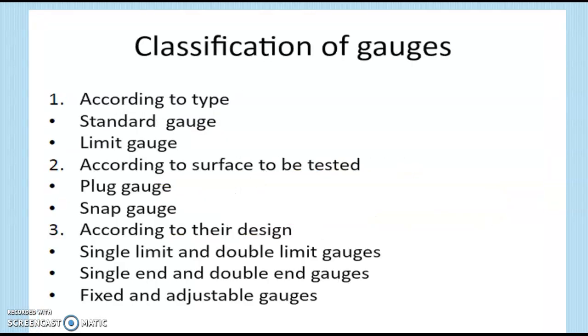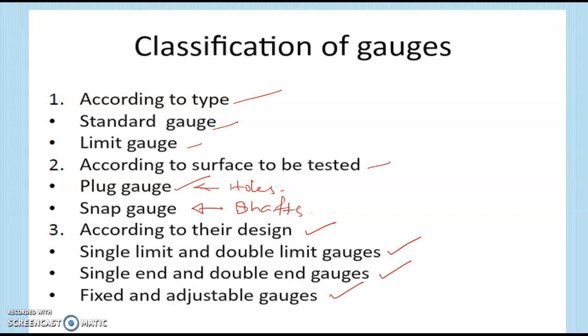The gauges are classified according to type, as standard gauges or limit gauges. Then according to the surface to be tested, there is the plug gauge, which is used for checking holes, and snap gauges or ring gauges, which are used for checking shafts. Then according to their design, these are single limit or double limit gauges, single and double end gauges, fixed or adjustable gauges, like that.